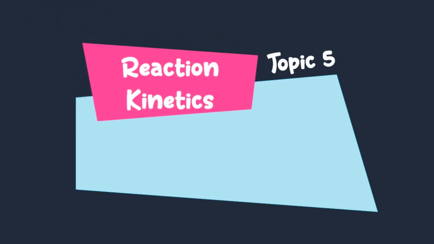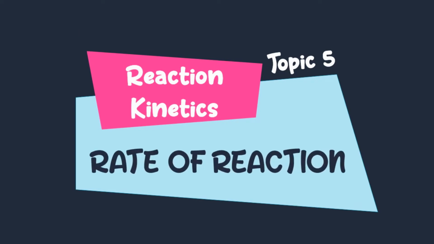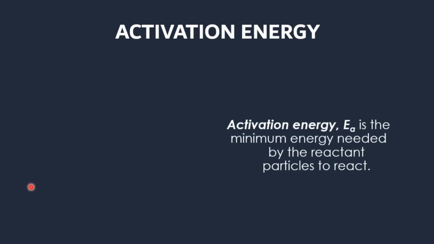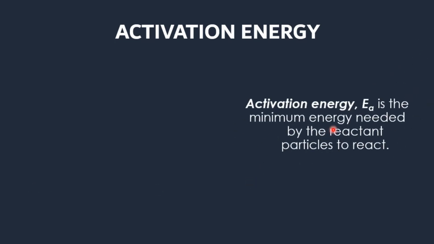Okay, here is topic number 5 in the STPM syllabus for chemistry, that is reaction kinetics. Our subtopic is rate of reaction. Here is activation energy. Activation energy is the minimum energy needed by the reactant particles to react. The symbol for activation energy is EA.